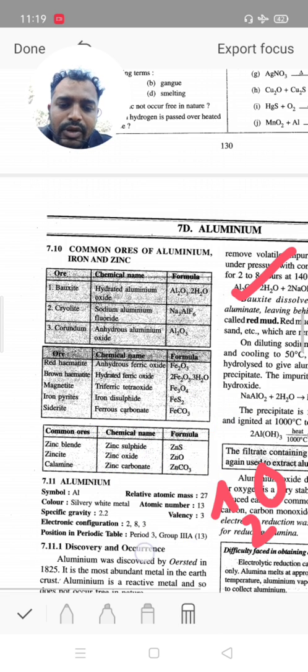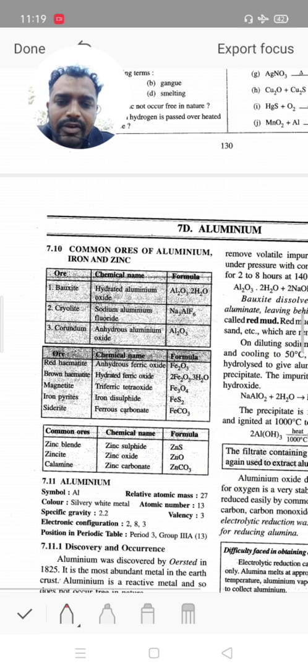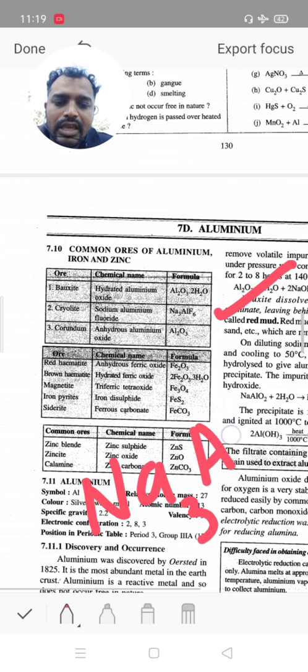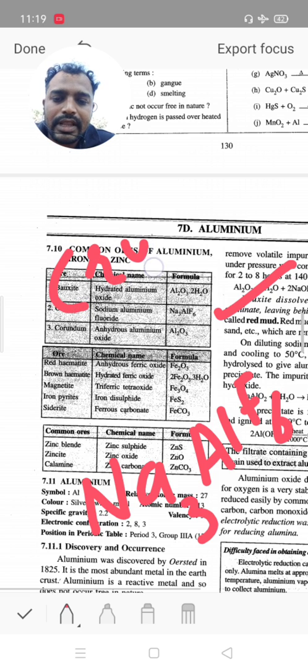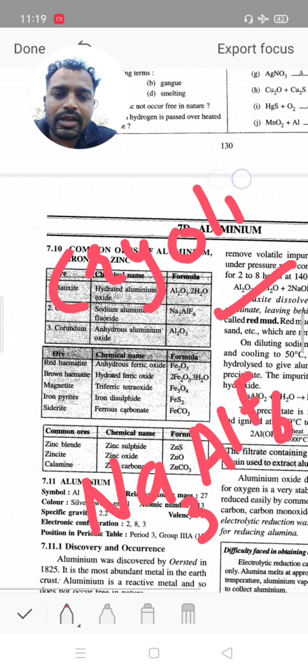Second one is cryolite, and its formula is Na3AlF6, sodium aluminium fluoride. This is an ore of aluminium, its name is cryolite.